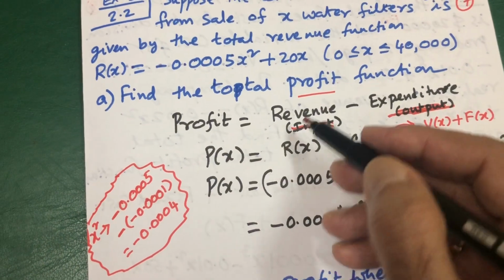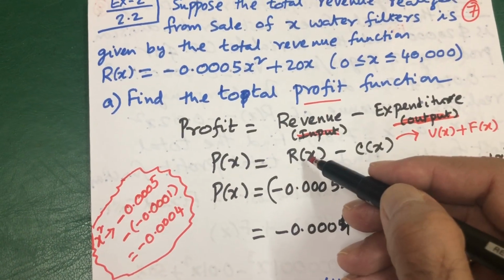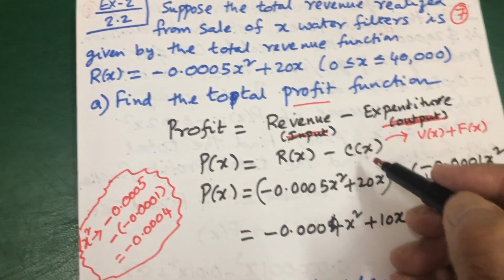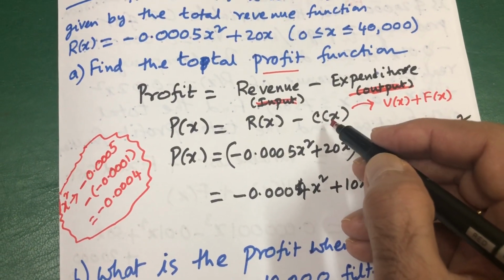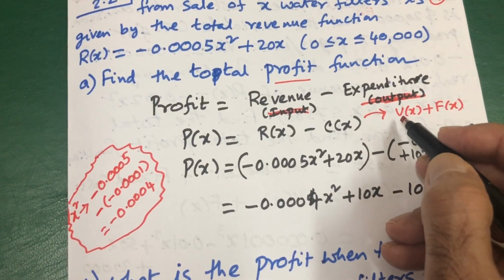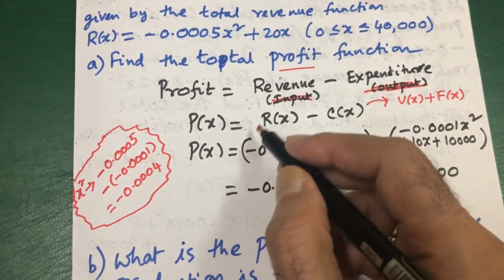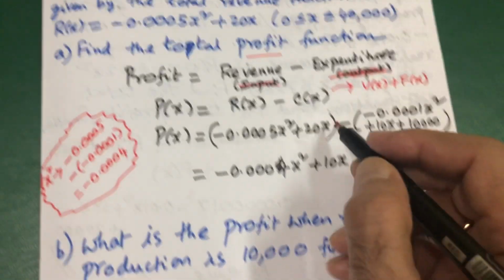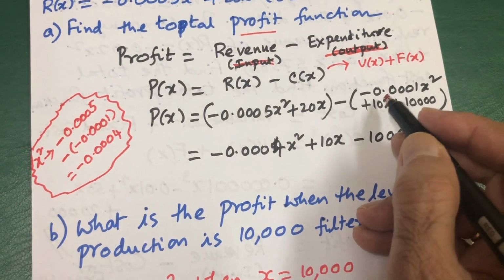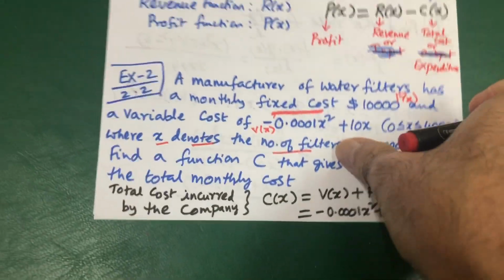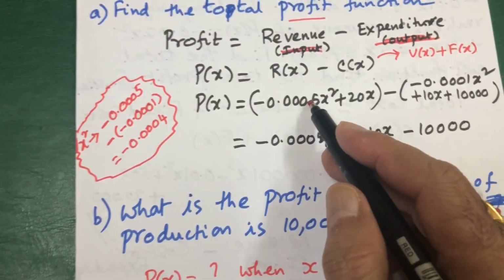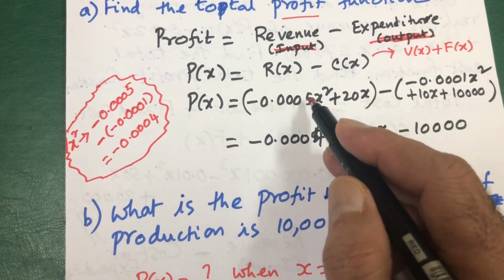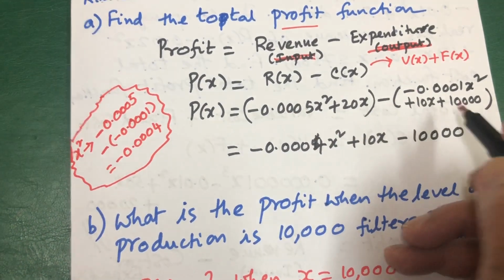So this is the profit. Revenue means the money that comes into your pocket, and expenditure means the cost function, what you spent on the business, which is variable cost and fixed cost. So RX is this value minus CX, which we did in the last problem. So we put this in and simply do it, minus this x square, minus all these things.